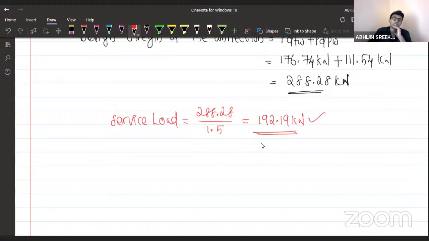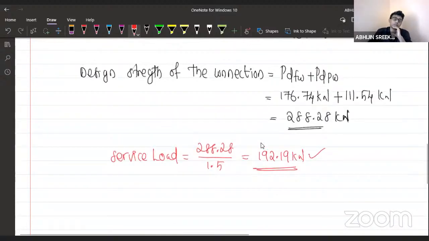Did you get the point? Sometimes they will stop the question here. Sometimes they will simply ask you what is the design strength of the connection, and will not ask anything further. Sometimes they will extend the question to calculate the service load. In that case, this 1.5 will not be given in the question. You should be knowing this, right? Calculate the service load. You have to divide it with 1.5. You'll be getting the answer here as 192.19 kilonewton. This will be the answer here. Right?